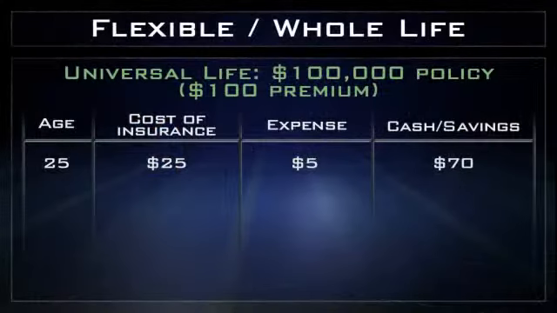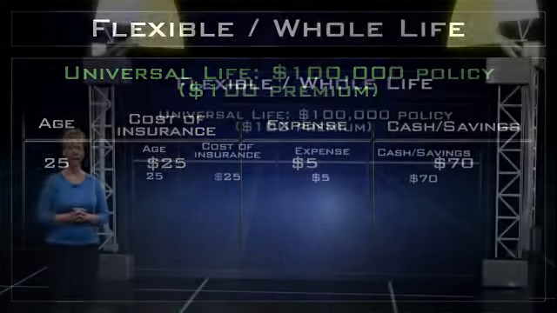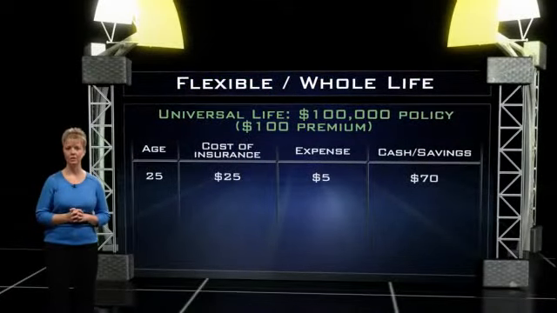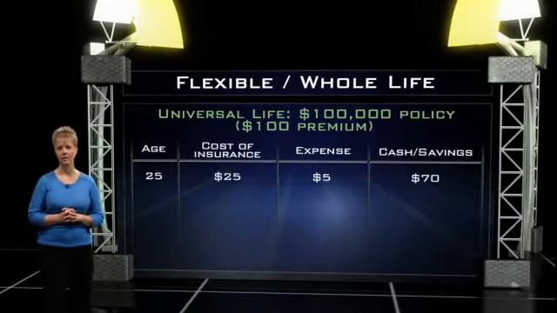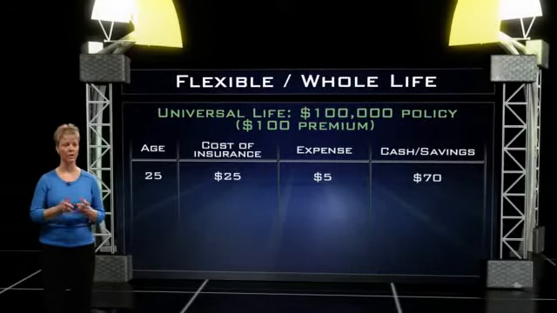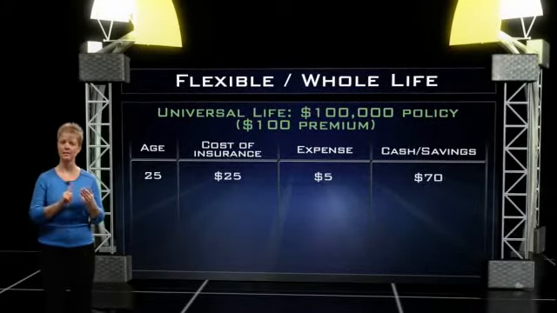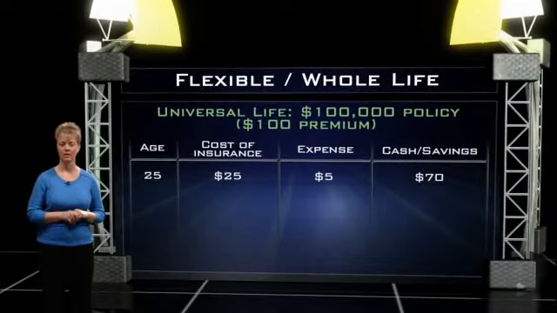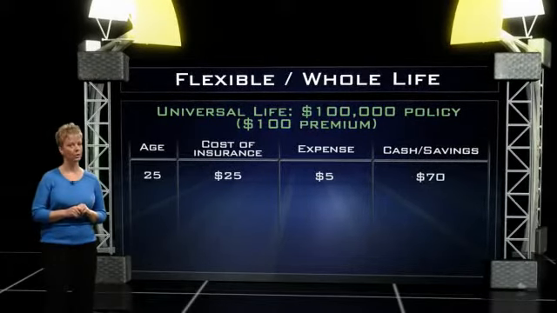But do you see that column in the middle? That's called the expense charge. And those expenses are paid directly to the insurance company. In this case, those expenses are $5 every month for John. So that leaves $70 to be deposited into his savings account, which is fine. He's sending $100 and he has enough to cover all of the cost of insurance, the expenses, and has some for his savings account. But remember, this is annual renewable term.